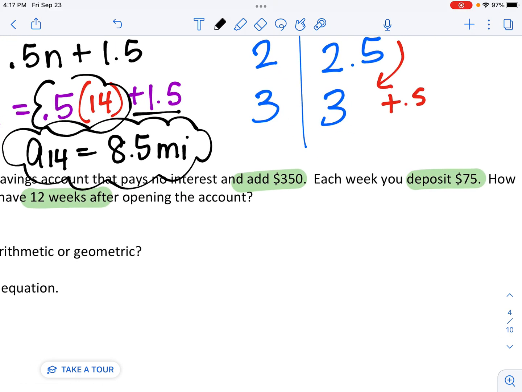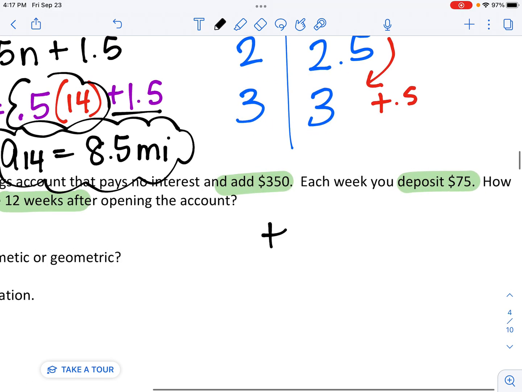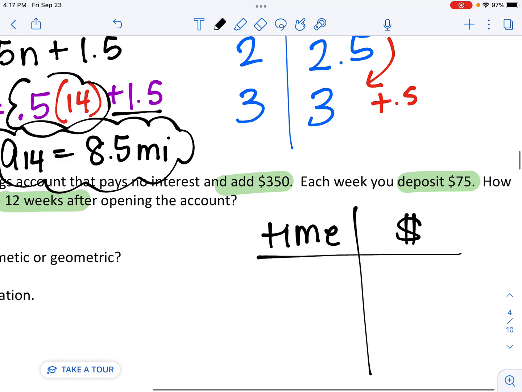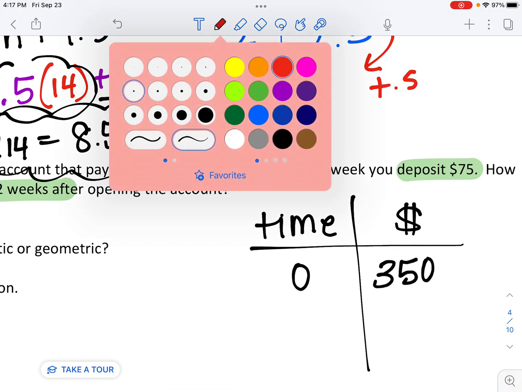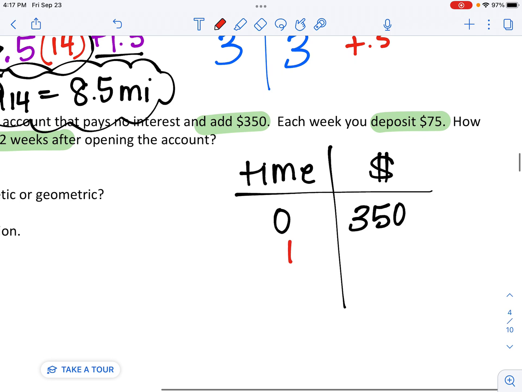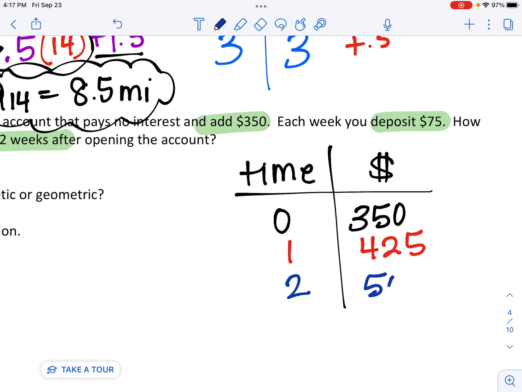So again, if we make our table, we have time and we have the amount of money. So when you're investing money and you deposit it, that's time 0. So at time 0, we start with $350. And then every week we add 75 more. So that would be $425. And then week 2 would be $500. And again, the common difference here, we're adding $75 a week.